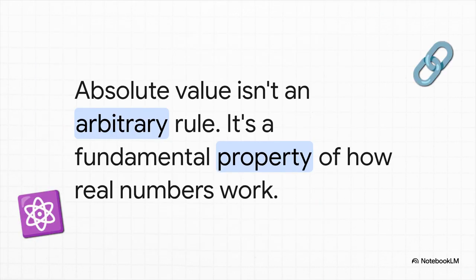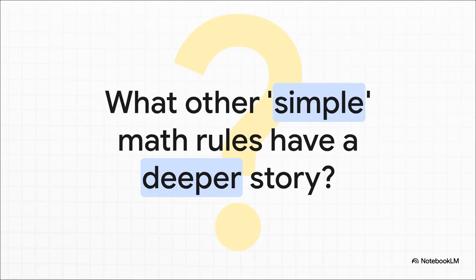What this all means is that those two little bars are way more than just a piece of notation. They represent a deep, fundamental property of numbers that just naturally pops up when you do other things, like take a square root. It's a core feature of math, not just a procedure to memorize. And that kind of leaves us with one last thought. If a concept as simple as absolute value is hiding this much depth and has this cool secret identity, it really makes you wonder, what other easy math rules did we learn that are just the tip of a much deeper, much more interesting iceberg?